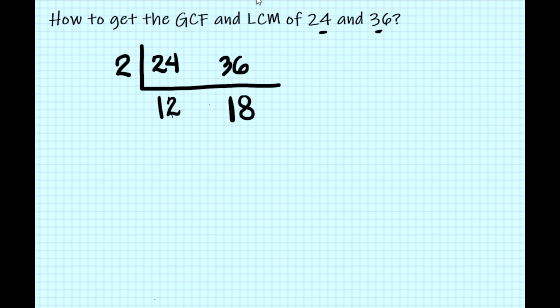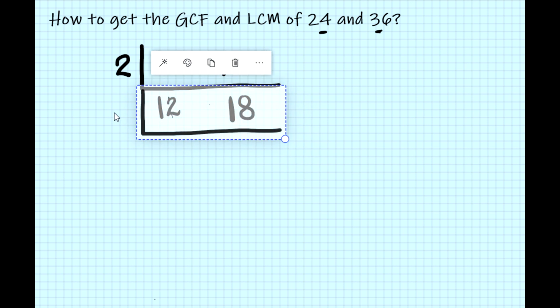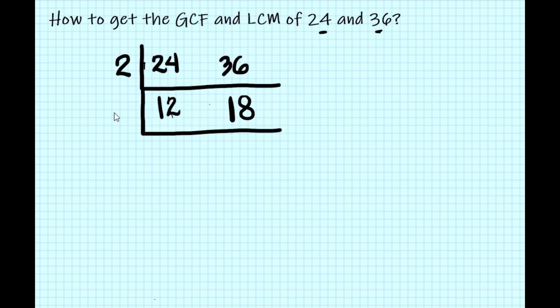Okay, so 12 and 18, parehas ulit silang even number. Let's just repeat the process. So, ilagay ulit natin na pwede pa rin silang divide parehas sa 2. So, 12 divided by 2, we have 6. And 18 divided by 2 is 9.